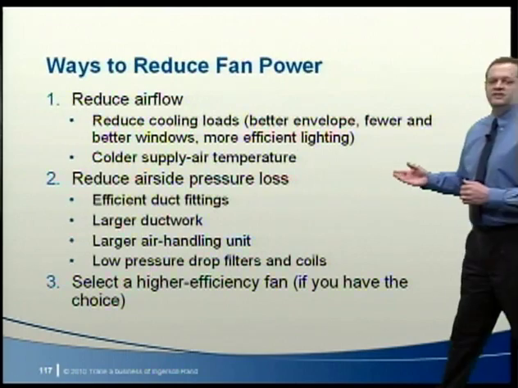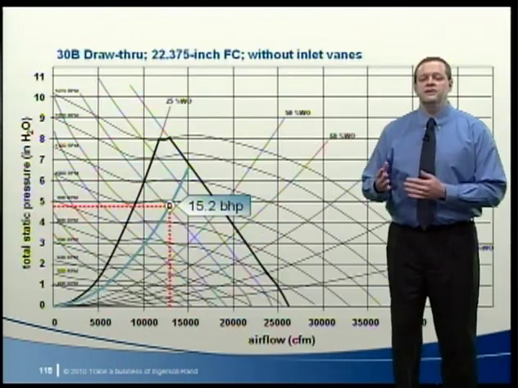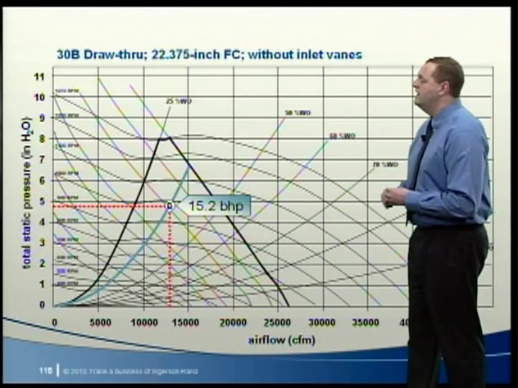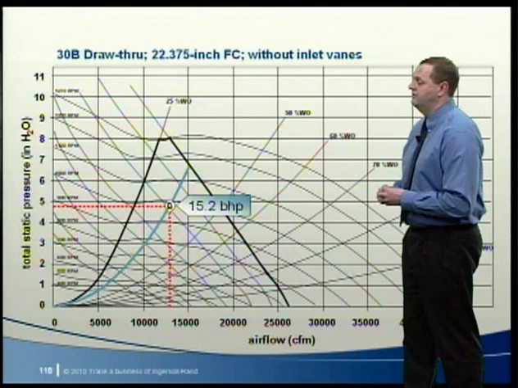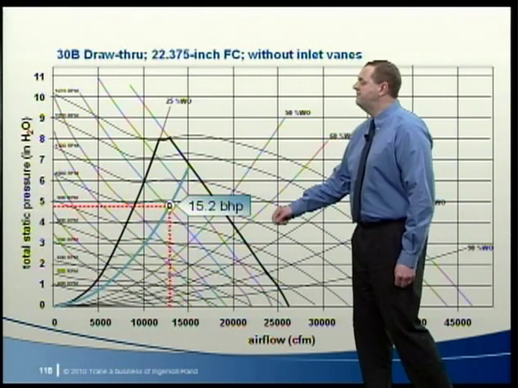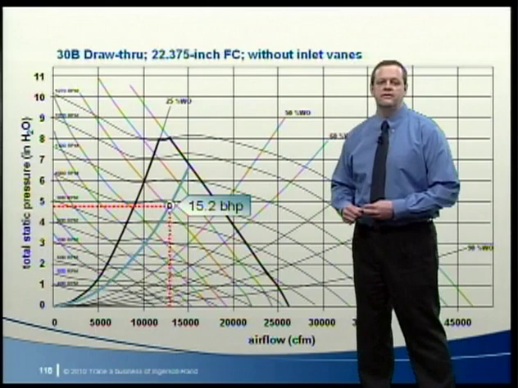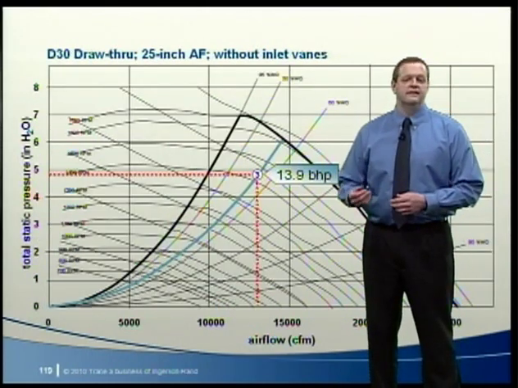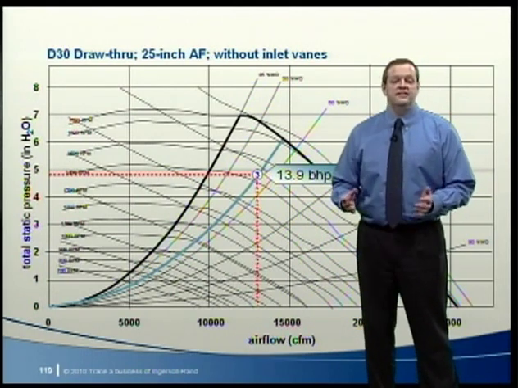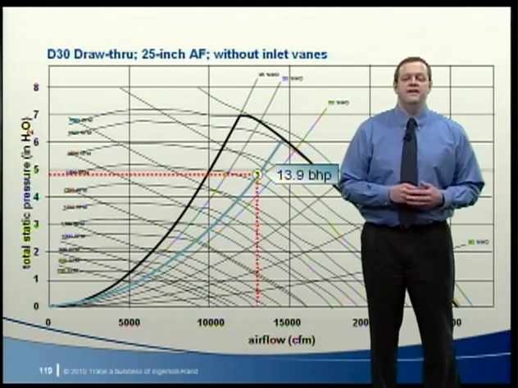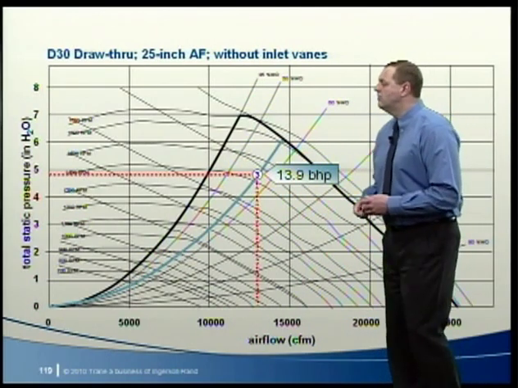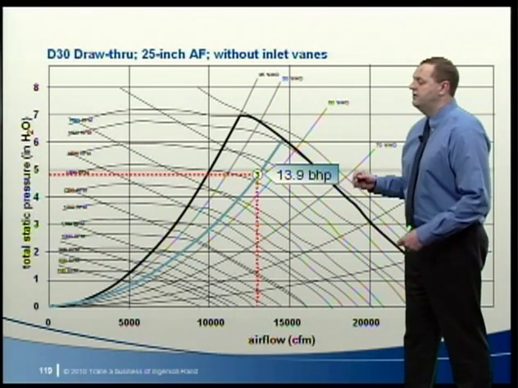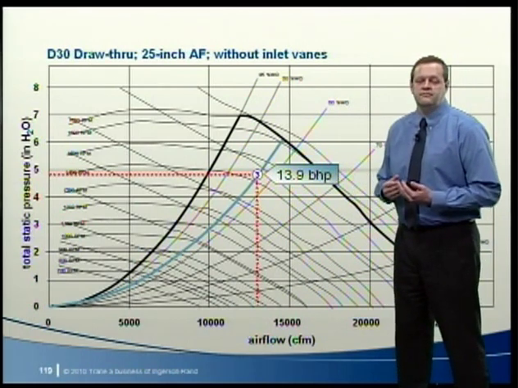Now I put these three approaches in this order for a reason. To explain, here's an example FC fan selected to deliver 13,000 CFM at 4.8 inches of total static pressure. At these conditions, the fan would require 15.2 brake horsepower. Now consider if we select a more efficient airfoil fan to deliver the same airflow and pressure. The design of the system has not changed, just a different fan has been selected. Using the more efficient airfoil fan reduces the brake horsepower to 13.9 compared to 15.2 for the FC fan.